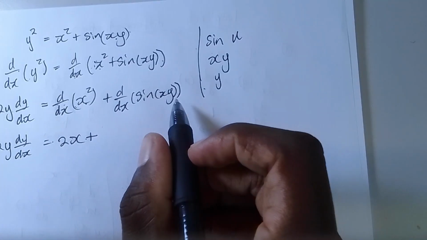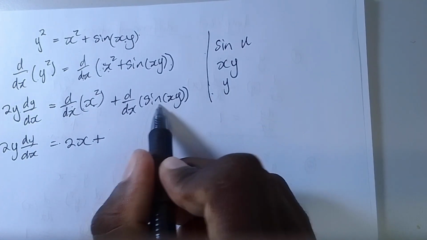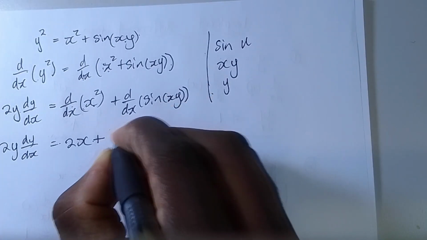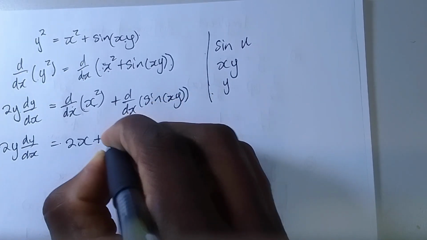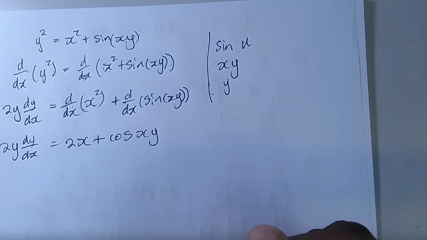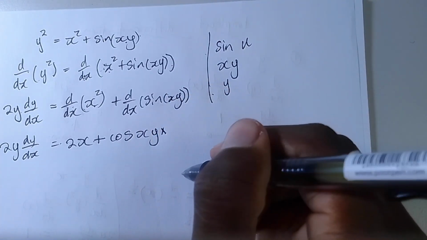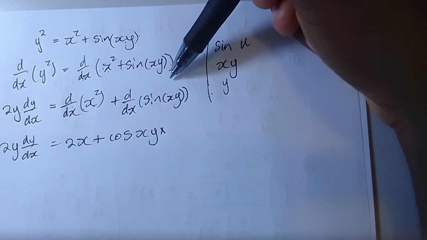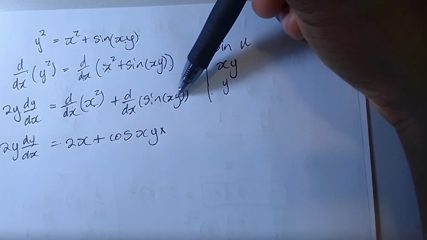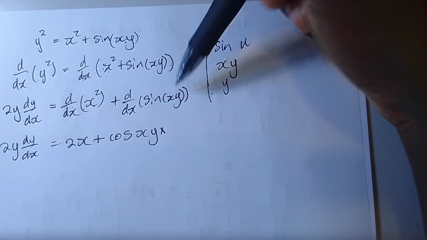So we will use the chain rule here. We first differentiate the outside, which is sine, and the derivative of sine of something is cos of that thing, xy. Now let's differentiate the inside. So we have to multiply this by the differentiation of the inside. And if you look at the inside, you are multiplying x and y. Because it's xy, that means they're multiplied.